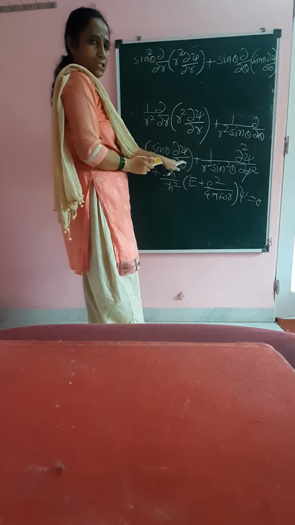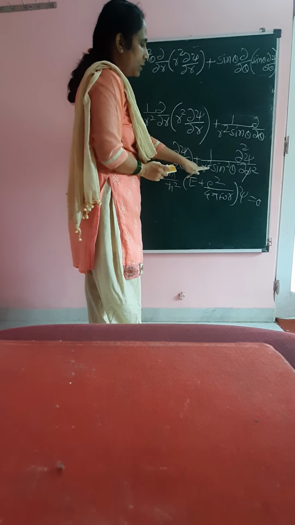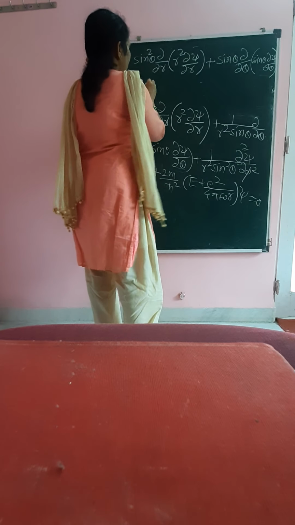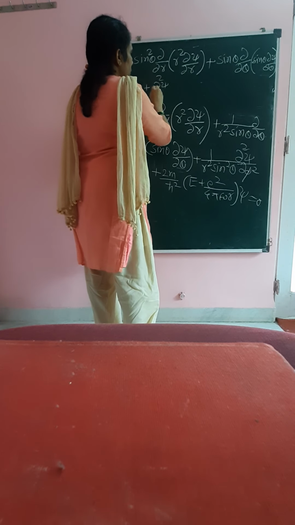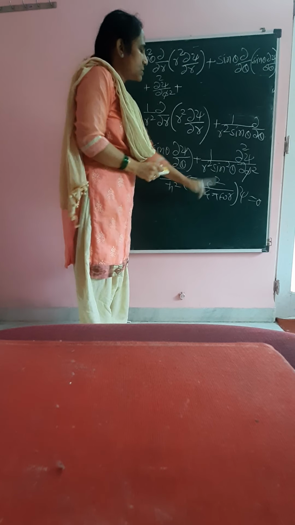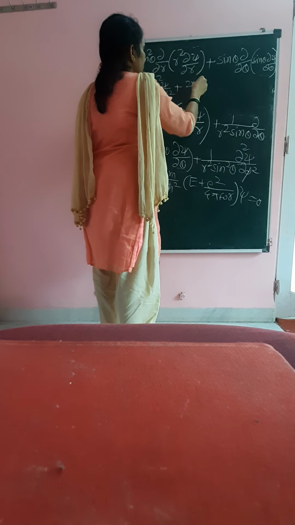Here. Now we have reached. Again we are multiplying by what? r square sine square theta. So this term will get cancelled, and it will be only dou square psi by dou phi square, plus in the last term we will have it like this.